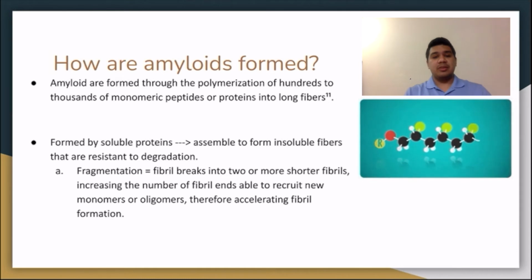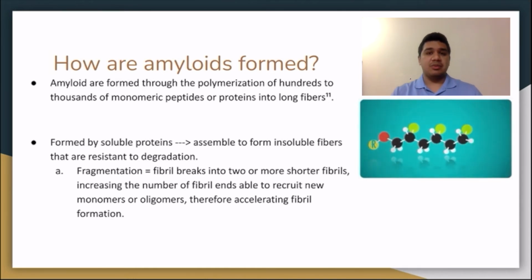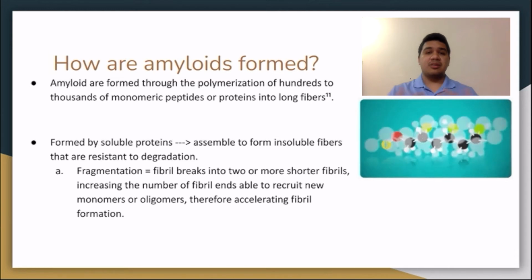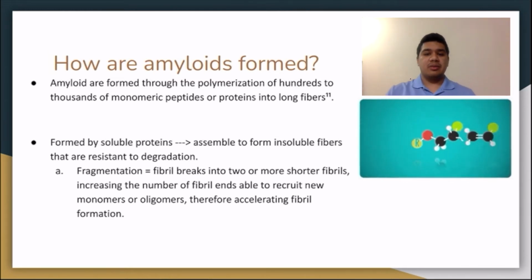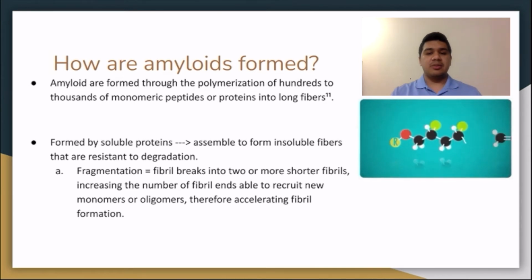One method of doing this is by fragmentation, which is when the fibril breaks down into 2 or more shorter fibrils, which increases the number of fibril ends that allow the recruitment of new monomers or oligomers, therefore accelerating the fibril formation.